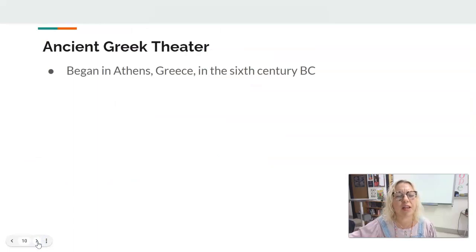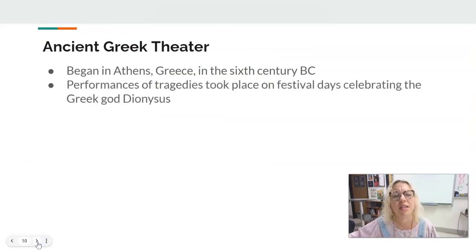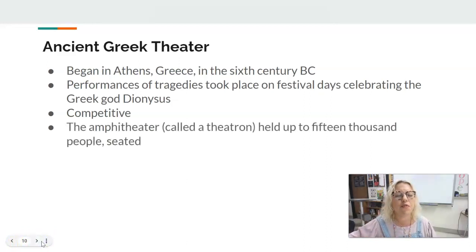Let's talk ancient Greek theater. Well, it started in Greece in the 6th century BC, and the plays took place on festival days celebrating the Greek god Dionysus. They were competitive, so you would have three tragedians, or three playwrights, and they would compete. They would each bring three plays to fruition and have them performed, and then there would be voting that would take place. They were performed outside in an amphitheater called a theatron that held up to 15,000 people.